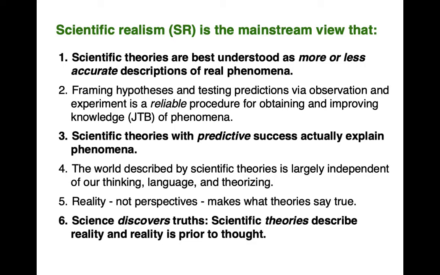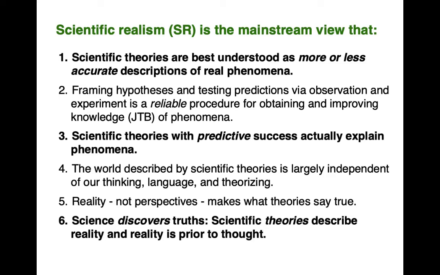So let me summarize scientific realism at the outset. I'll use SR as the acronym to stand for scientific realism. It's the mainstream view that scientific theories are best understood as more or less accurate descriptions of real phenomena. Framing hypotheses and testing predictions via observation and experiment is a reliable procedure, not a perfect procedure, not an infallible procedure. It's a reliable procedure for obtaining and improving knowledge, justified true belief of phenomena.